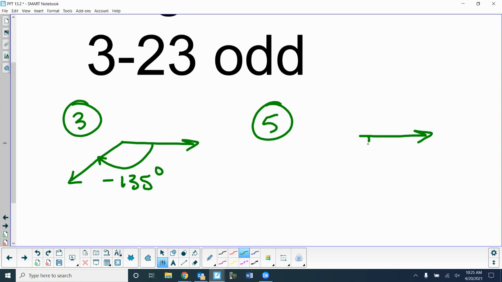So 1 time is 360. 2 times is 720, right? Then where does it stop? What was it, 1125? So what's 1125 minus 720? How much? 45? No. Wasn't it 1125 minus 720?